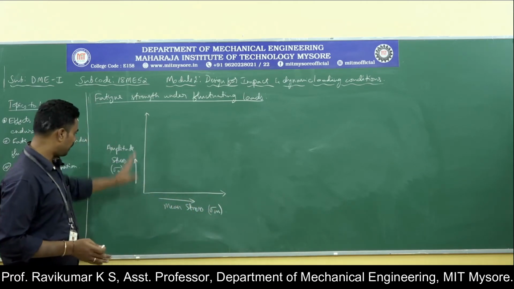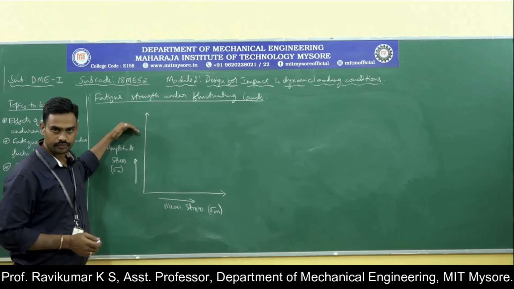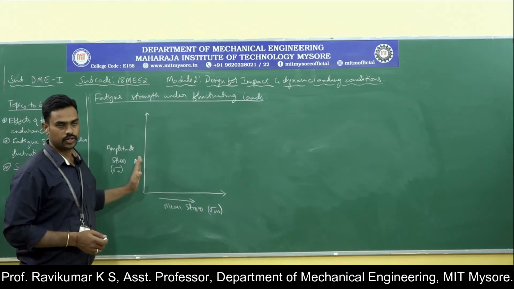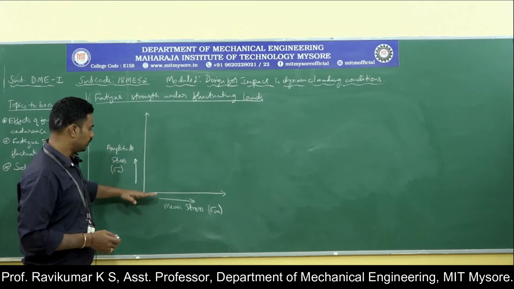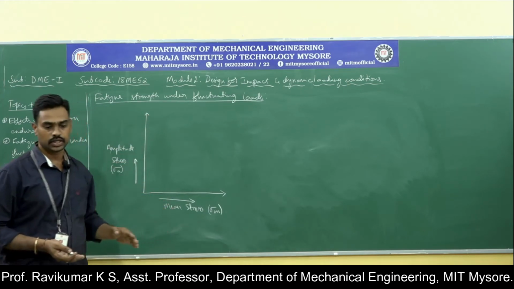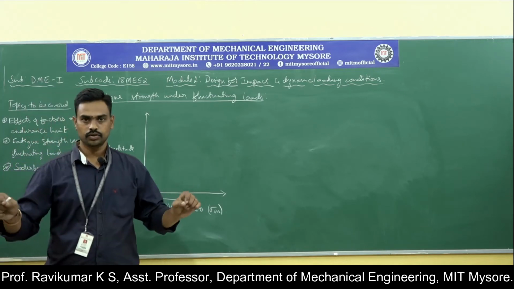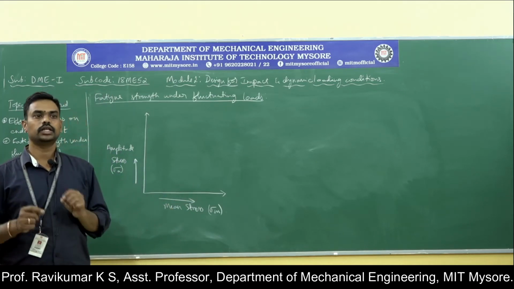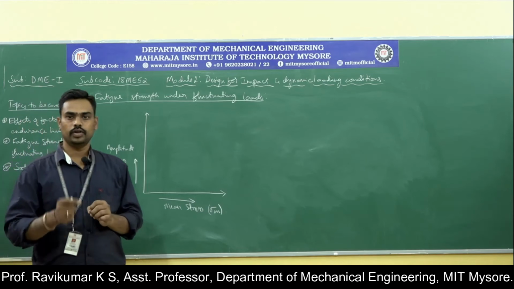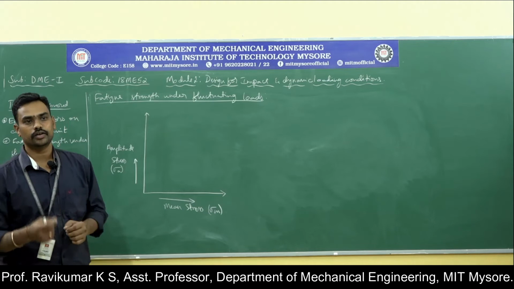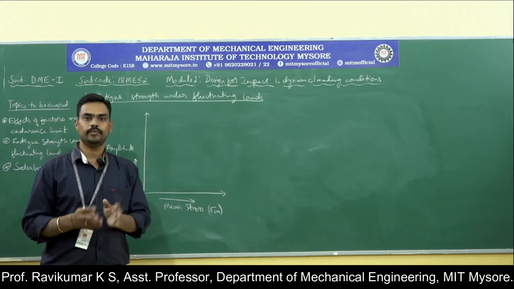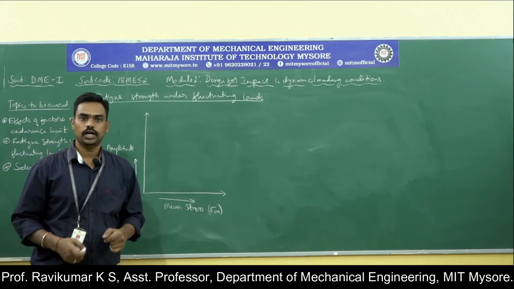Okay, I will start with 0. If the amplitude stress is 0, then what will happen? Amplitude stress 0 means no amplitude. No amplitude means the type of loading will be static. If the type of loading is static, then the criteria of failure in the static loading condition will be yield stress and the ultimate stress.